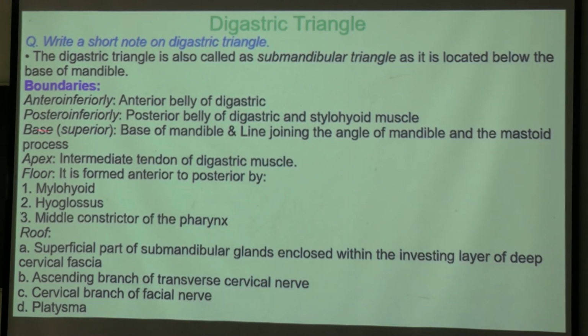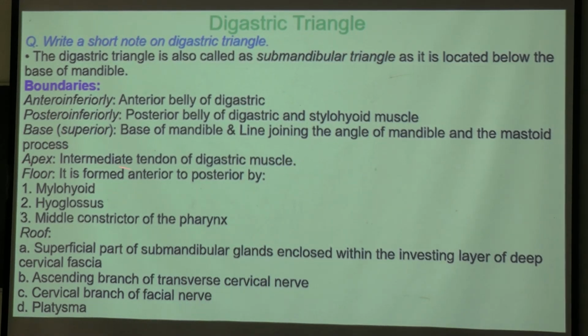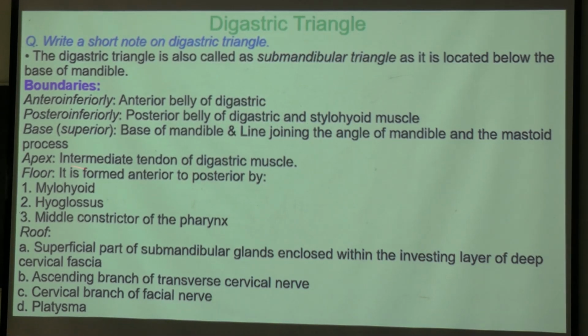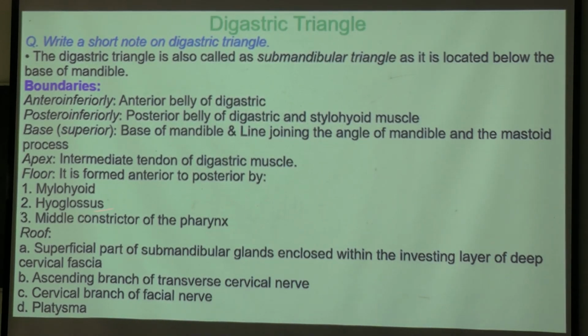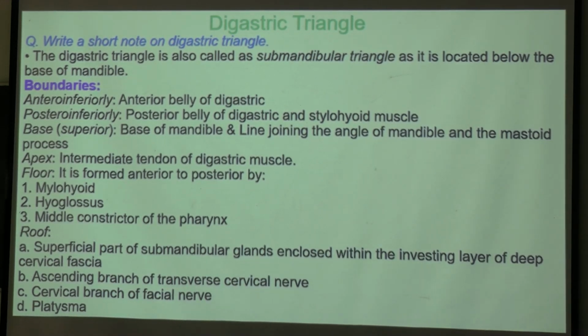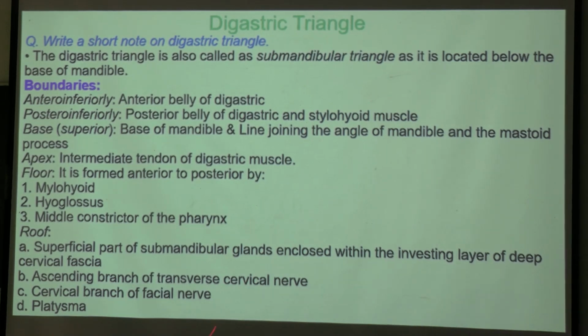mastoid process of temporal bone. Apex is formed by the intermediate tendon of the digastric muscle and floor is formed anterior to posterior by the mylohyoid, hyoglossus and middle constrictor of the pharynx. Roof is formed by the superficial part of the submandibular gland enclosed within the investing layer of deep cervical fascia, ascending branch of transverse cervical nerve, cervical branch of facial nerve and platysma. All these structures are forming the roof.